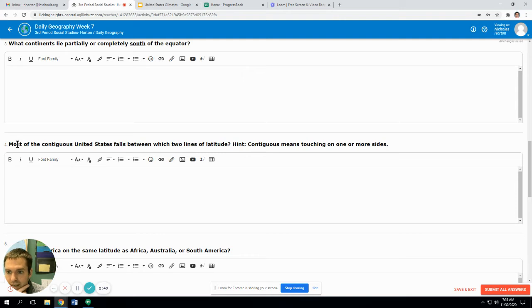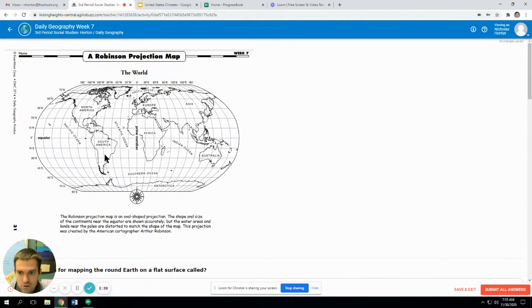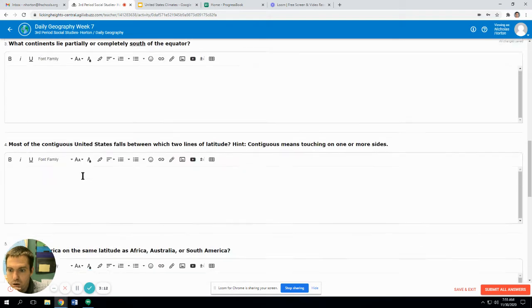Then number 4 says, most of the contiguous United States falls between which 2 lines of latitude? The hint is that contiguous means touching one or more sides. So the contiguous United States is just states touching another state. Remember, lines of latitude run across. We come up here to the United States. What's the line right above the United States, and what's the line right below? You have to give me the degree and the direction. Alrighty, so that's number 4.